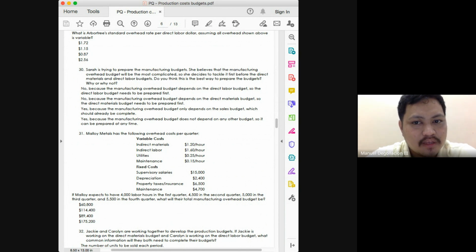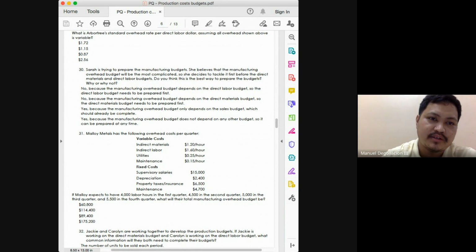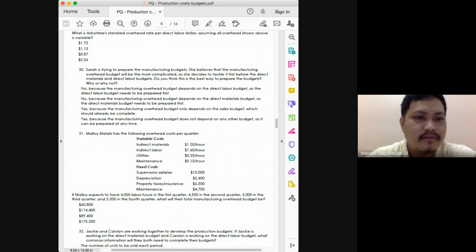The answer here would be letter A, no, because the manufacturing overhead budget depends on the direct labor budget, so the direct labor budget needs to be prepared first. That's usually the case. The overhead budget depends on the direct labor, so the direct labor has to be prepared first. Okay, so this is the answer.